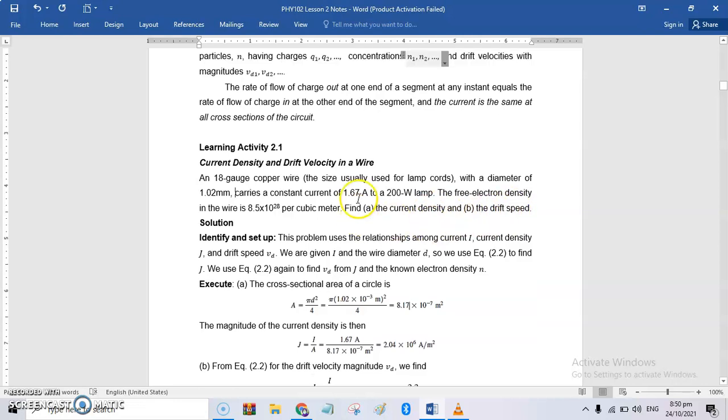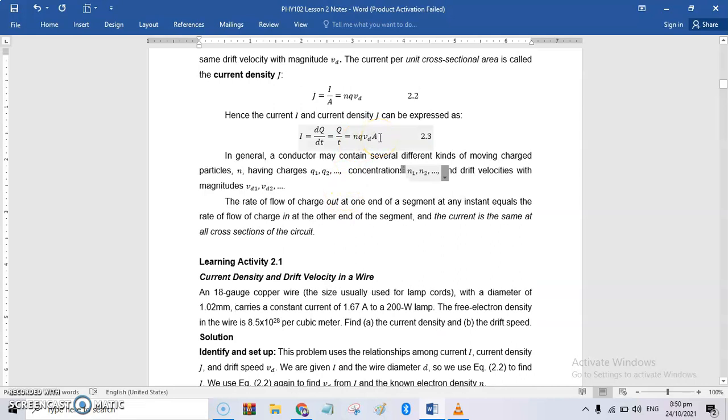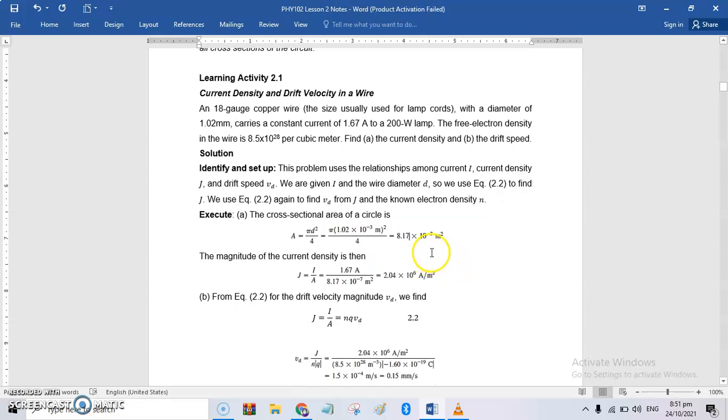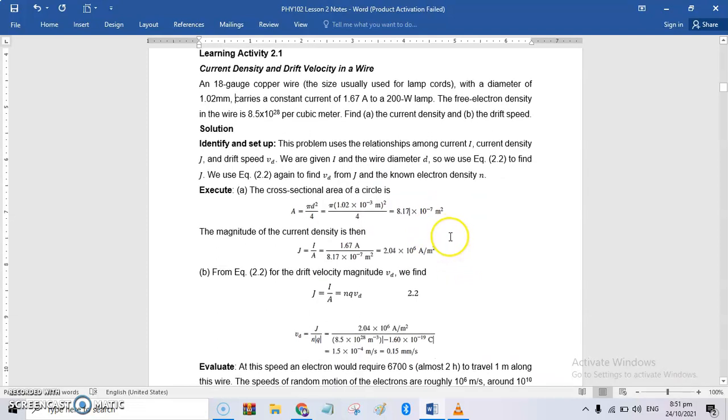Current density, again, is related to the area of the copper wire. So, the area of our copper wire is equal to pi d squared over 4. The diameter D is equal to 1.02 millimeter, and the milli is just equal to 10 to the minus 3, so 1.02 times 10 to the minus 3 meter, to the power of 2. That is equivalent to 8.17 times 10 to the minus 7 meters squared.